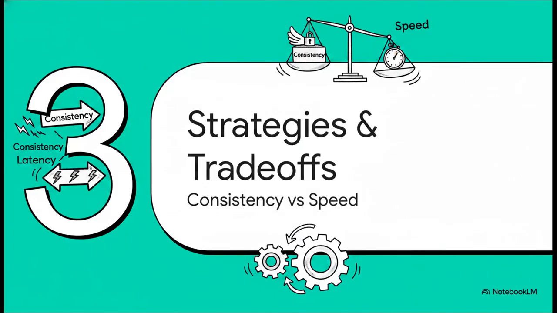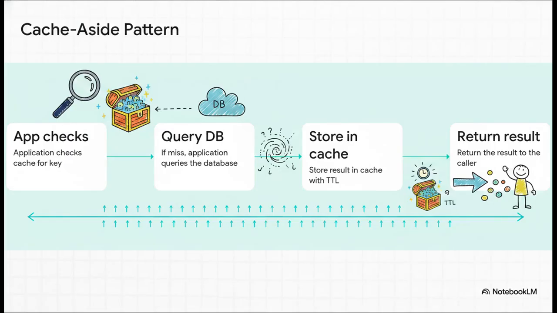Section 3. Caching strategies and trade-offs. Okay, we're at the real climax of our discussion here, because deciding how to cache is a constant tug of war between keeping data perfectly consistent and keeping latency low. Let's slow down for a second and walk through the most common strategy, the cache aside, or lazy loading pattern. Step 1, the application checks the cache for a key. Step 2, if it's a miss, it queries the primary database.